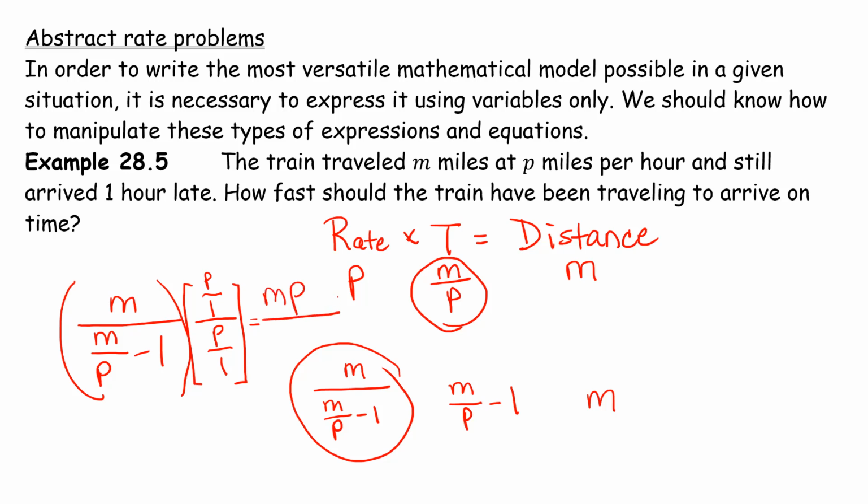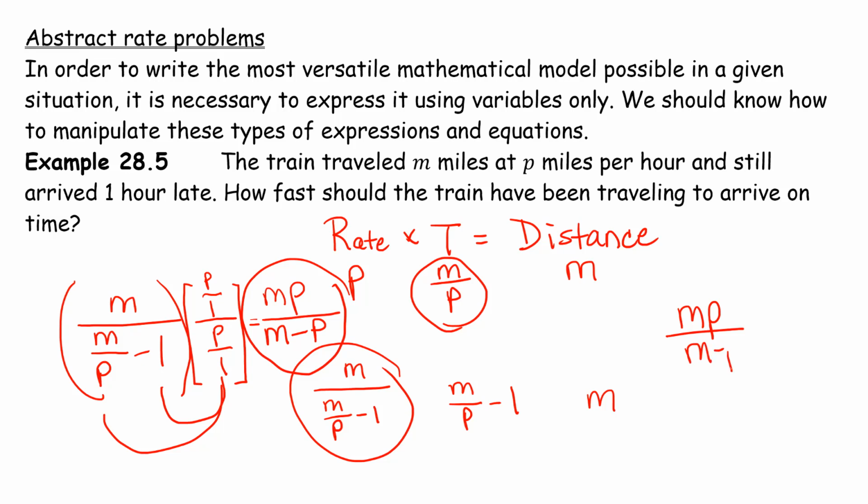The denominator, I'll need to use the distributive property. So p over 1 times m over p, the p's cancel and I end up with m, minus, now I'm going to do p over 1 times 1, and that is just p. So this is the new rate. This is the rate you want in order to get there on time. So mp over m minus p miles per hour. That would be the answer.